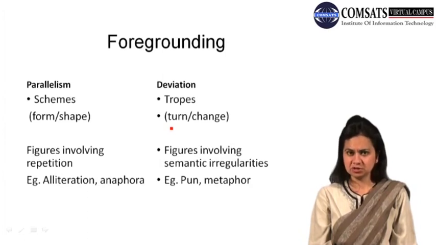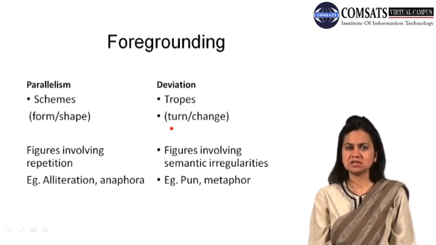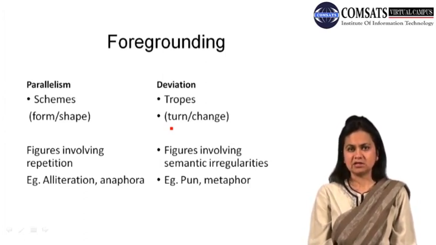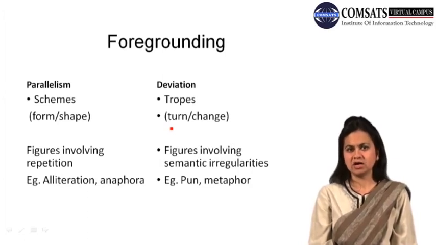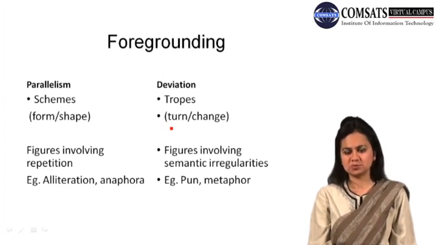So figures which involve repetition come under the broader heading of schemes, because they are concerned with the repetition, which is the shape or form of a text. There is not much change in the meaning, there is not much disturbance in the meaning, whereas the other method that is available to the literary artist, of creating something more or making something more prominent through foregrounding, is through deviation, as deviation can be done with the help of tropes. So such devices which change meaning or which turn the meaning are referred to as tropes.